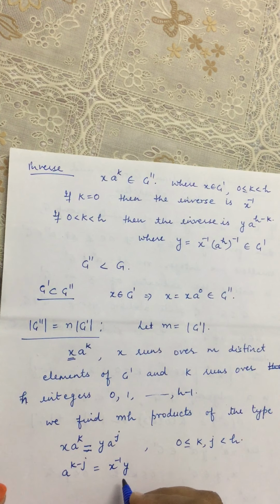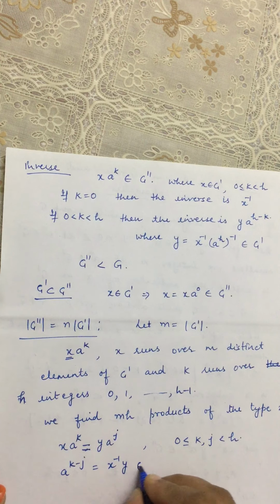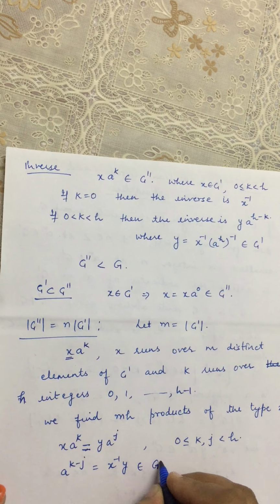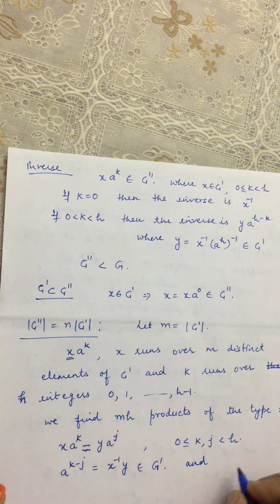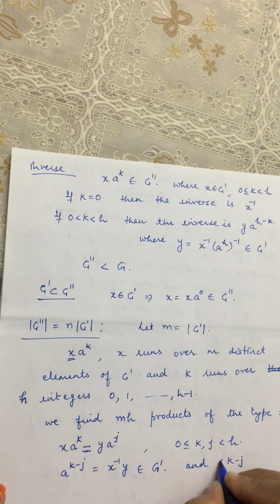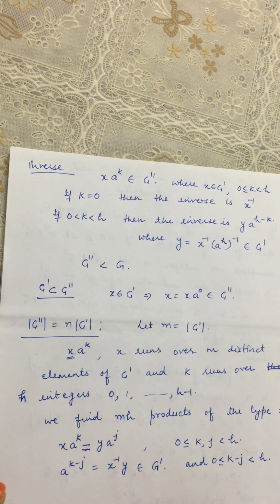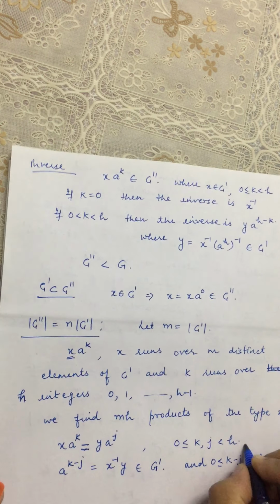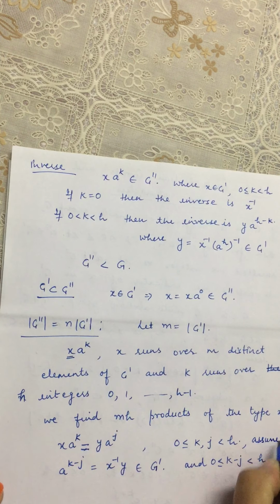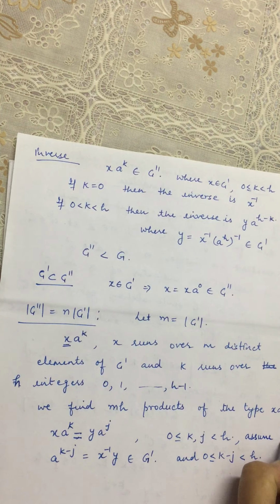Now since x and y are elements of G dash, this element belongs to G dash. And secondly, k minus j is less than h because k and j both lie between 0 and h. Since these are two integers, we assume here j is less than or equal to k, so k minus j is non-negative.